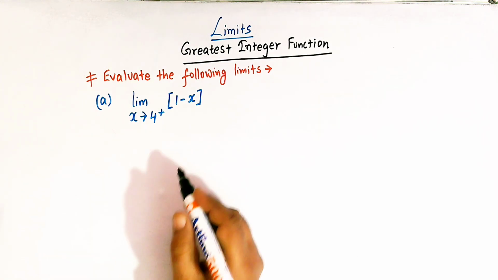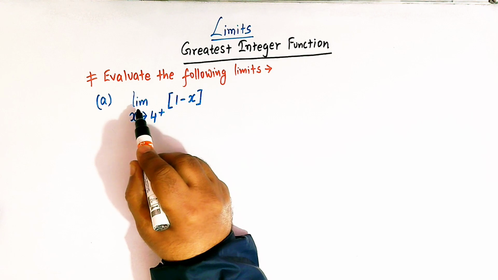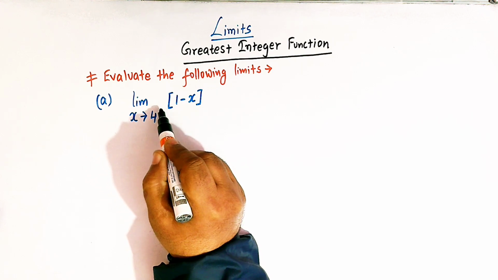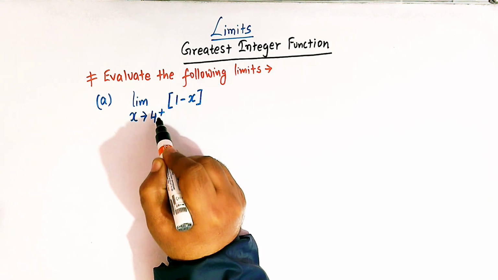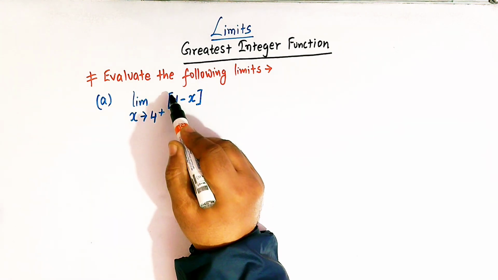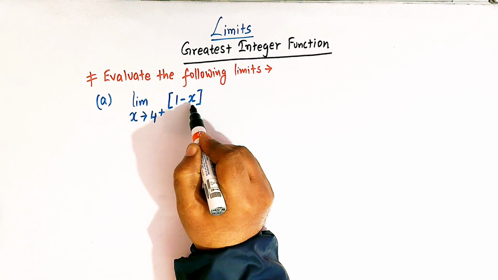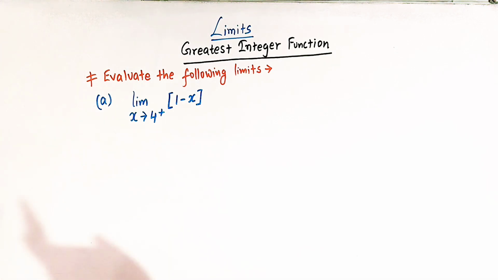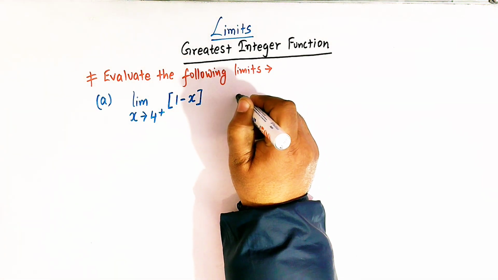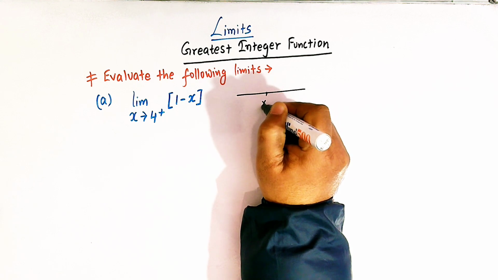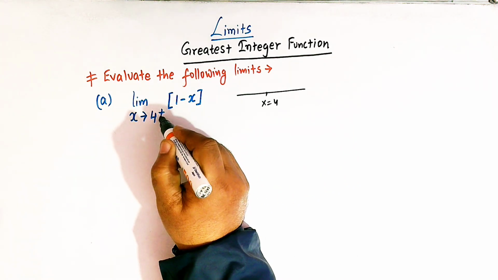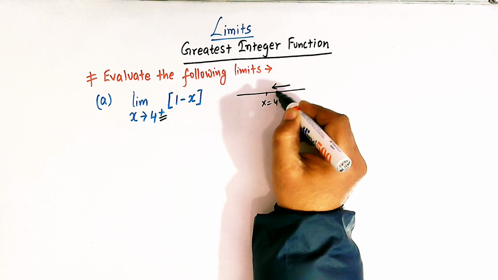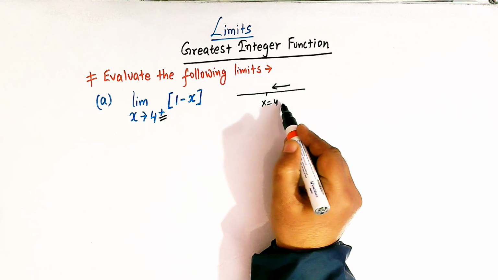Here we have the first problem in which we have to find the limit as x tends to 4 plus. The positive sign shows that we have to find the right hand limit of the function greatest integer of 1 minus x when x approaches 4 from the right. So here we have x equal to 4, and we have to find the right hand limit, approaching x equal to 4 from the right.